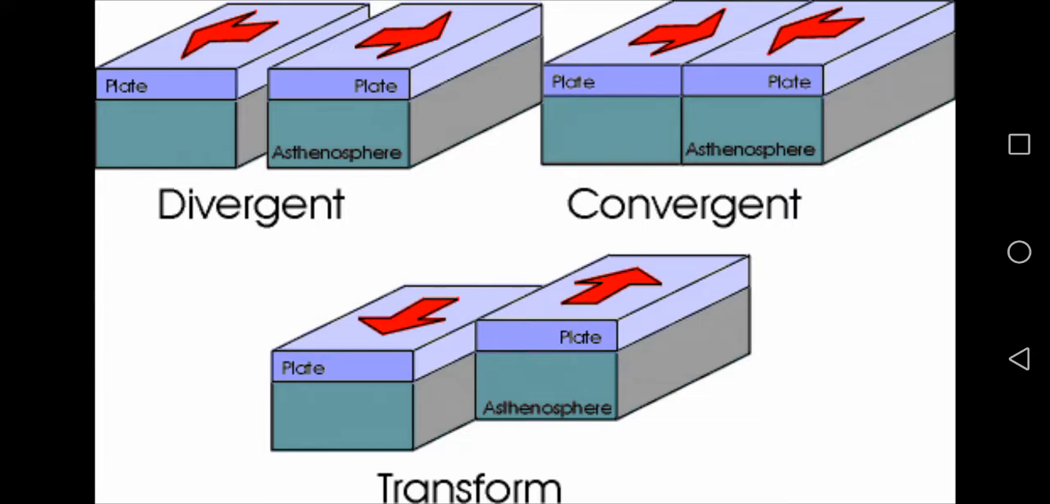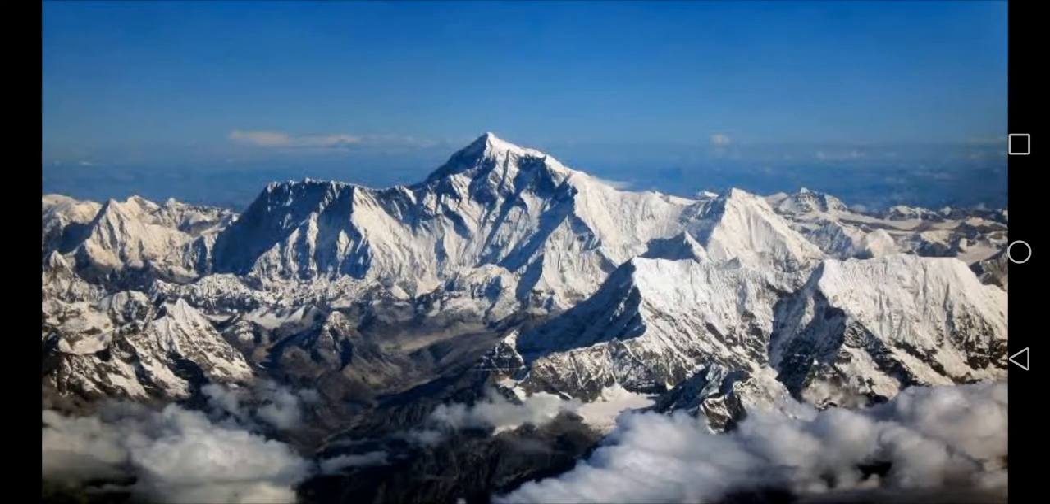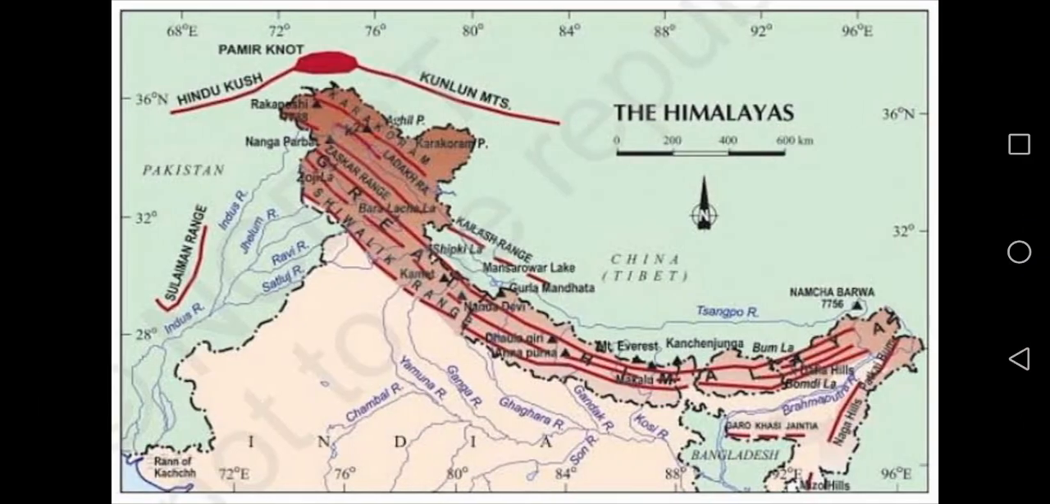Now let us discuss the major physical divisions. The first one is the Himalayan mountains. It stretches over the northern border of India. The mountain range runs in a west-east direction from the Indus to the Brahmaputra. This range covers a distance of about 2,400 km and its width varies from 400 km in Kashmir towards the west to 150 km in Arunachal Pradesh towards the east.